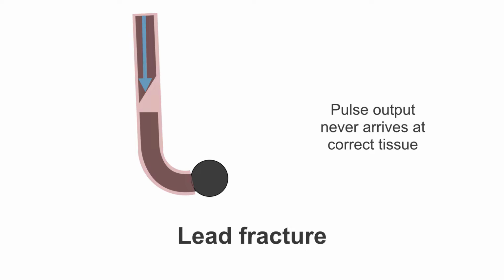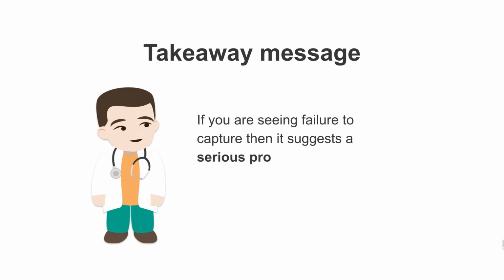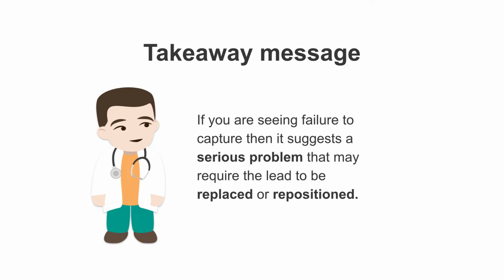The third lead catastrophe that can happen is a lead fracture. In a lead fracture, the wire that runs down the lead has broken, and now there is a break in the electrical circuit. Remember, at this point it isn't possible for the electrical current to leave the lead because it is still insulated. So actually, the electrical current is just met by a dead end. Again, the pulse output never arrives at the correct tissue. So, your takeaway message? If you are seeing failure to capture, then it suggests a serious problem that may require the lead to be replaced or repositioned.